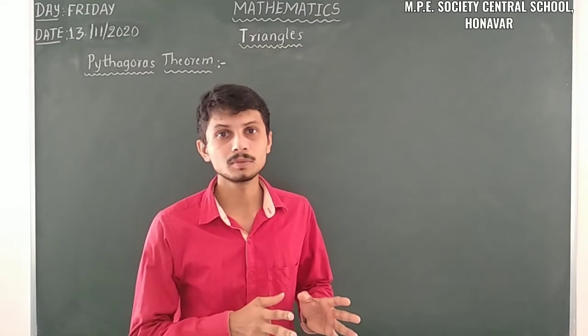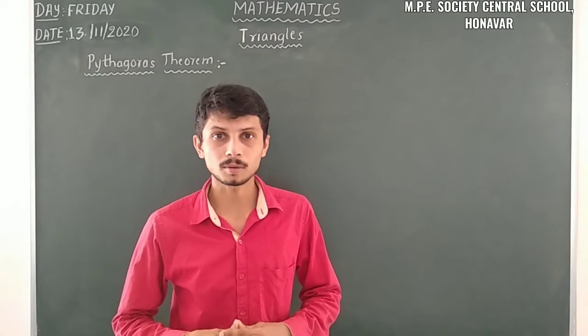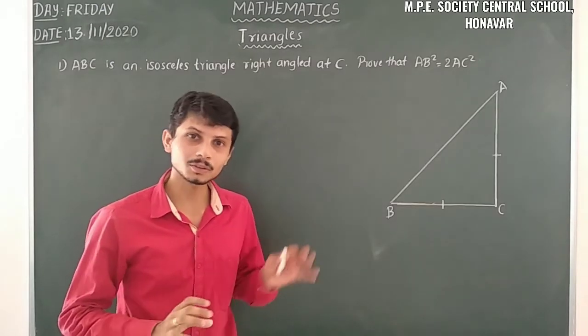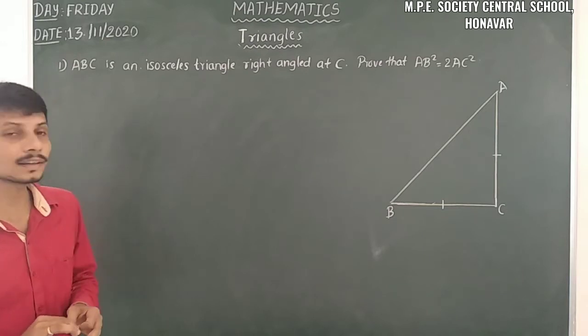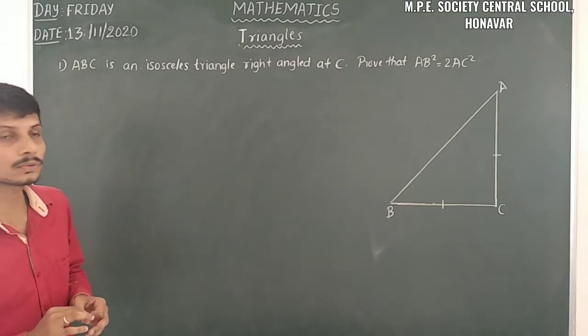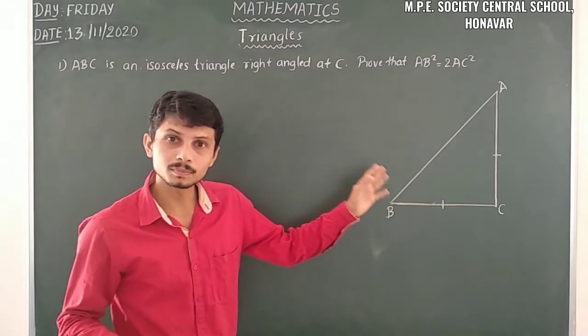Some problems we have already discussed, so let us move on to the next set of problems. It's a very simple problem. Let us look at the problem here. ABC is an isosceles triangle, right angle at C. Prove that AB square is equal to 2AC square. Here is a pictorial view of this problem.